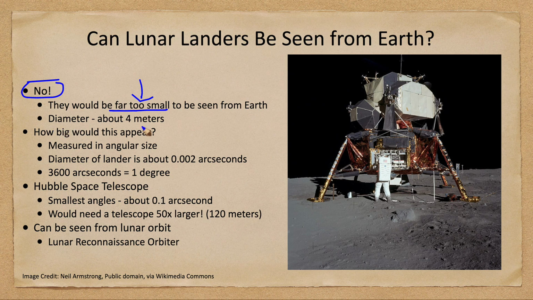The diameter of a lunar lander is roughly about 4 meters. Now that refers to the lander itself, not the legs sticking out, but the legs are not going to make it really any more visible from Earth. It's the large part of it that you would likely be able to see. Now the question then is, how big would this appear to be? And we can do a quick calculation on that to figure out what size it would be.